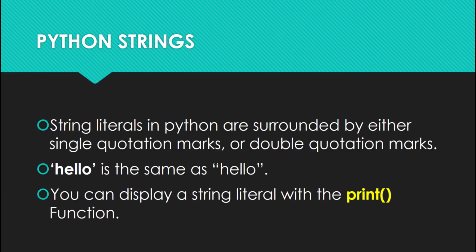So what are Python strings? Python string literals are surrounded by either single quotation marks or double quotation marks. For example, 'hello' in single quotation marks is the same as "hello" in double quotation marks. You can display a string literal with the print function.